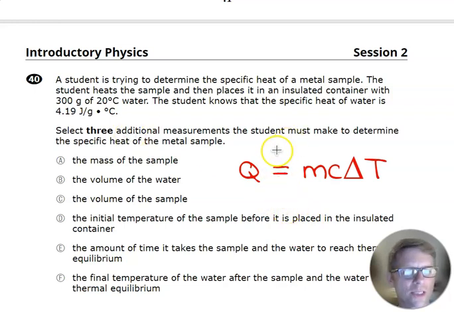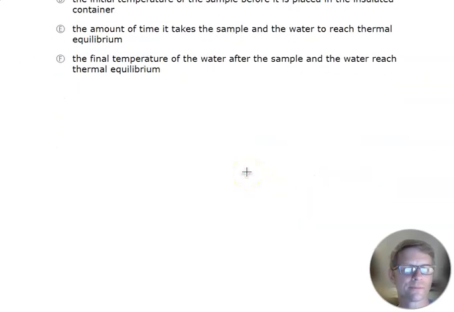Number 40, Q equals MC delta T. 3 additional measurements. There's 3 that have nothing to do with this equation. Volumes, for example, don't have anything to do with this equation, but we do need to know initial and final temperatures so we can figure out the temperature changes.